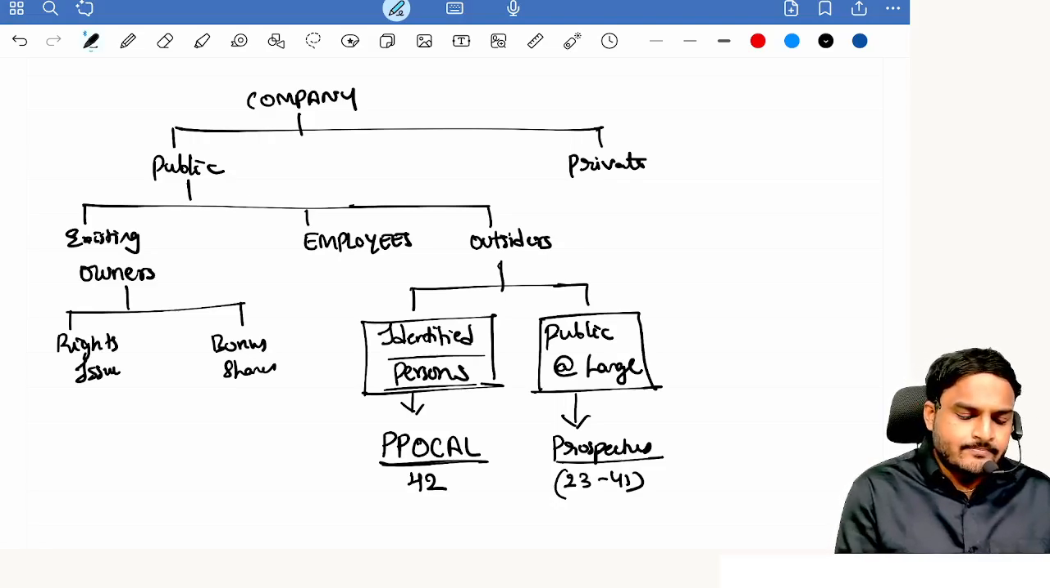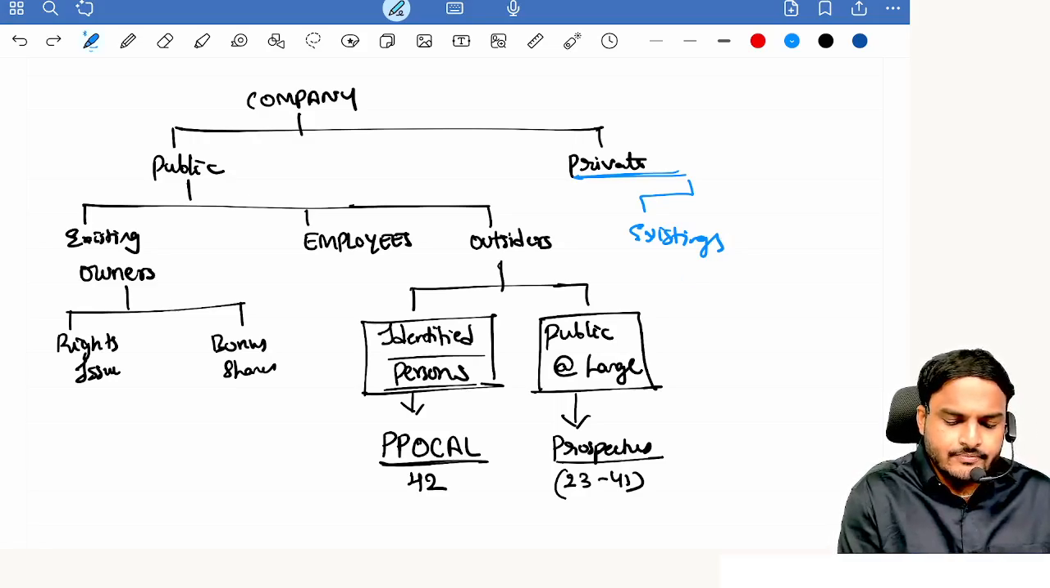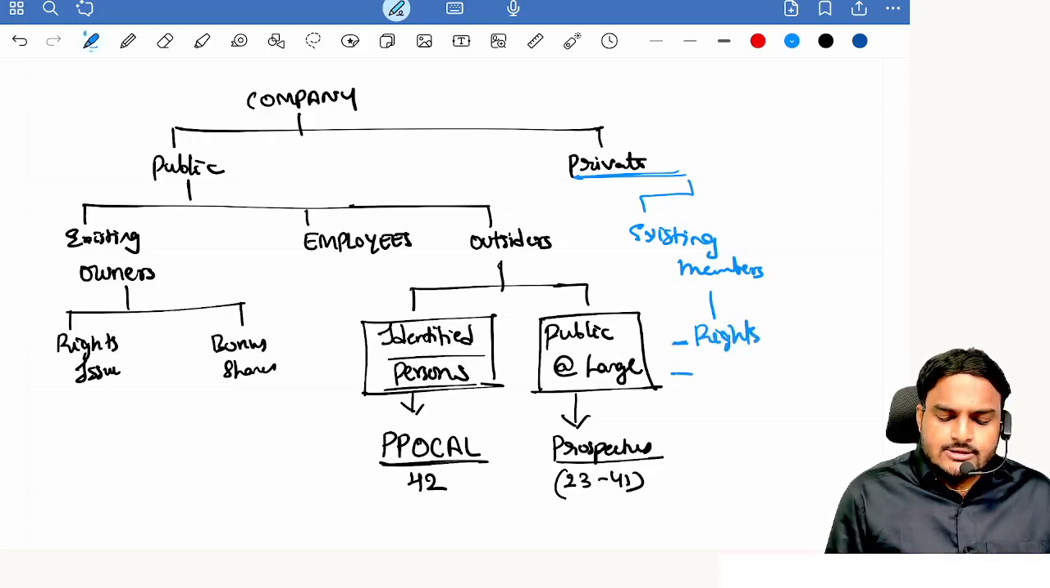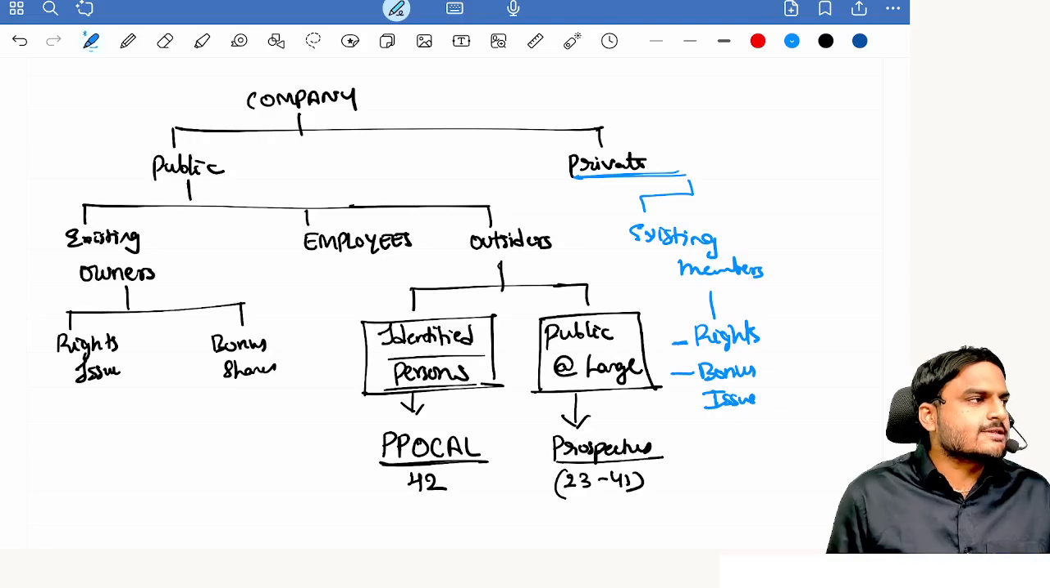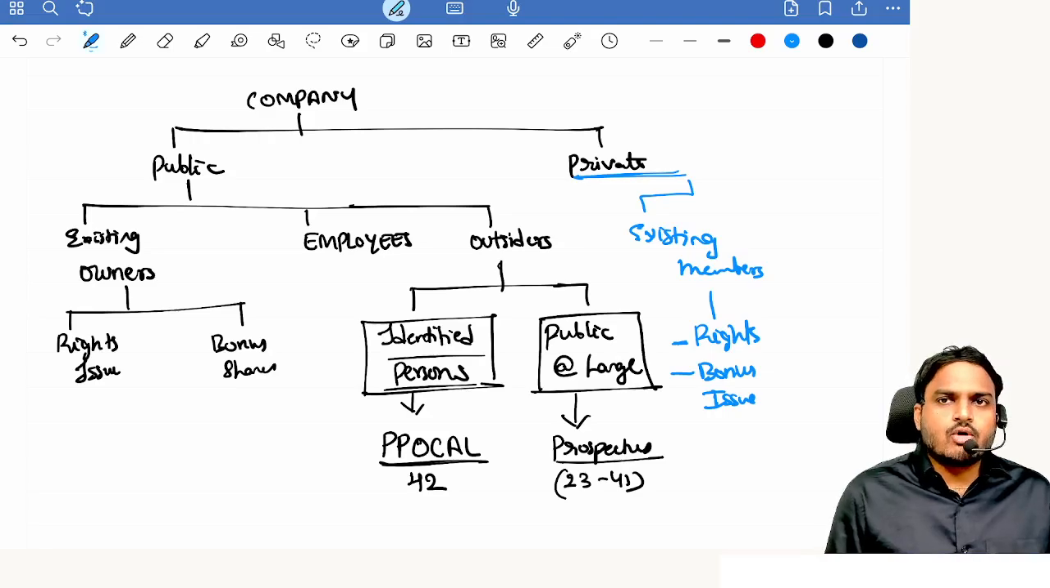Now for a private company, everything is the same except one thing. What is that one thing? Yes, a private company can also offer its securities to existing members for money. If it is for money, it will come under rights issue. At free of cost, then it comes under bonus shares. In a bonus issue, the company will issue shares free of cost. The company will not collect a single rupee when issuing bonus shares.